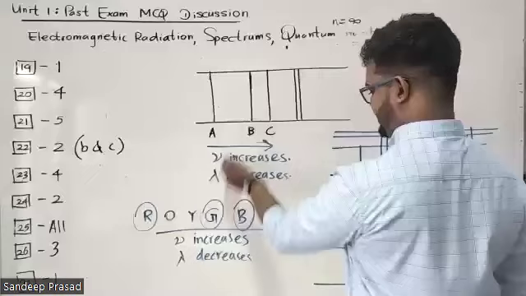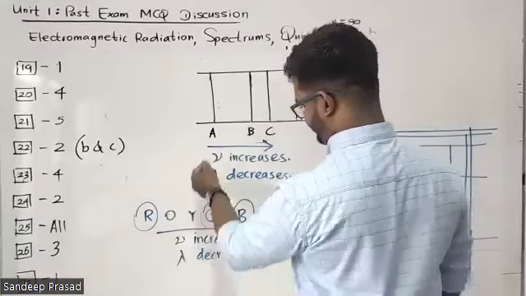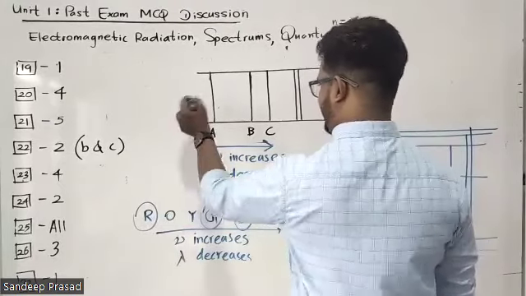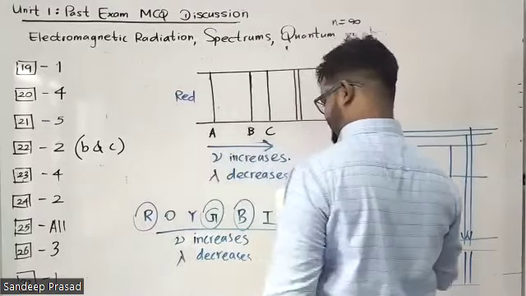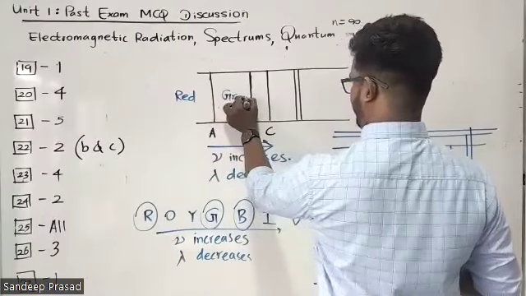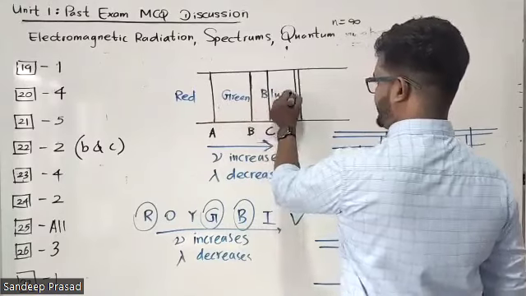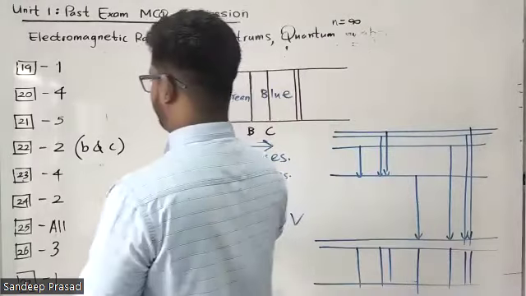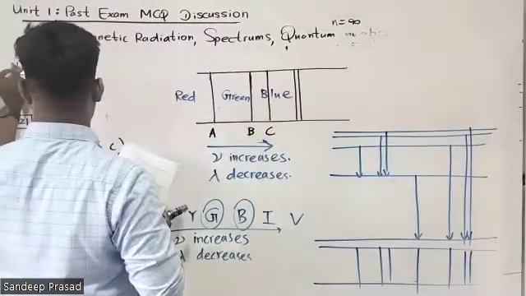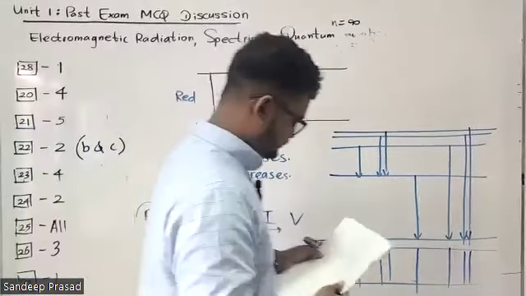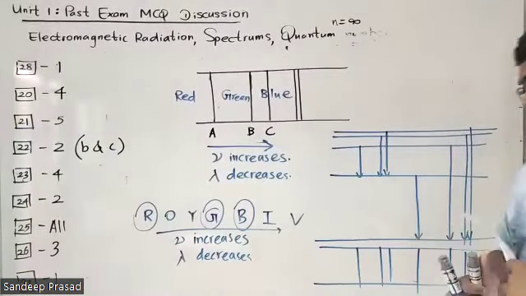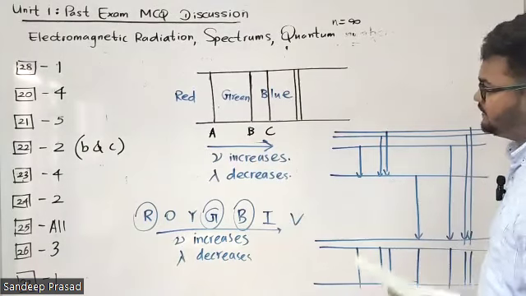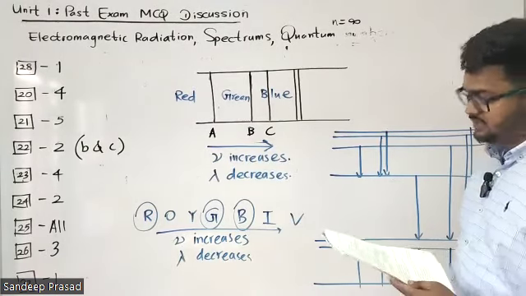So you can see that same diagram, same order: frequency increasing, lambda decreasing. So therefore we can say that A is red color, B is green color, and this one is blue color. Red, green, blue, this combination is given in the correct order. Question number 28 answer is the first one, the correct order. You have to remember the colors in the visible light region and how they vary. We have discussed the electromagnetic spectrum now.